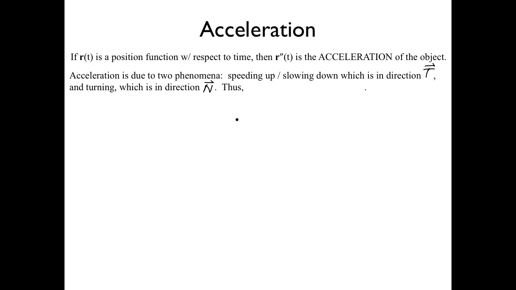So when we take this r double prime vector, where you can't really see the meaning, and break it up into these two components, then things make sense, because we're separating out the particular acceleration for speeding up and slowing down and the particular acceleration for turning. Okay, so this is what we're after. We want to rewrite r double prime as a tangential component and a normal component. The tangential component is the speeding up, slowing down, and the normal component is acceleration due to turning.